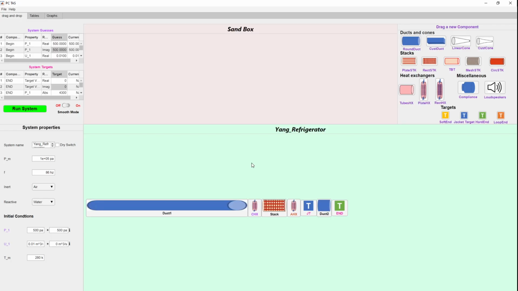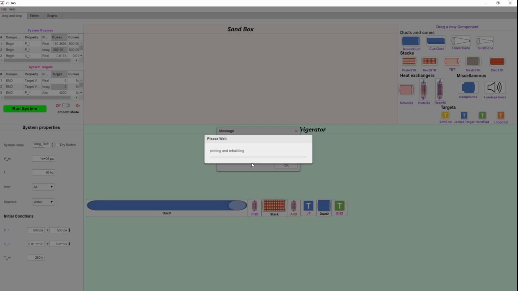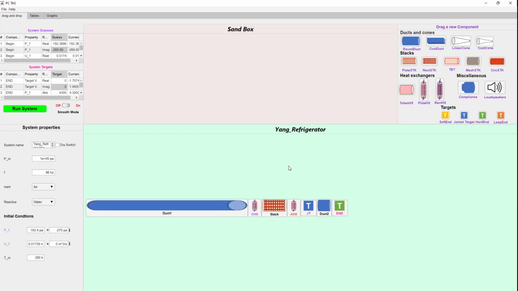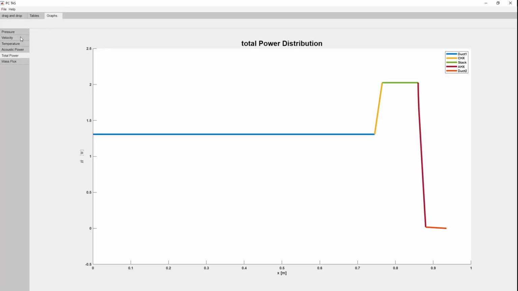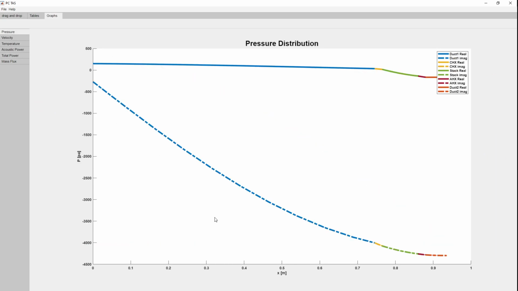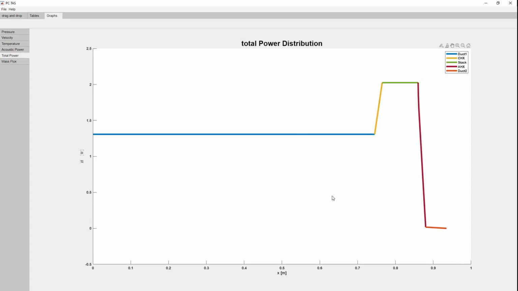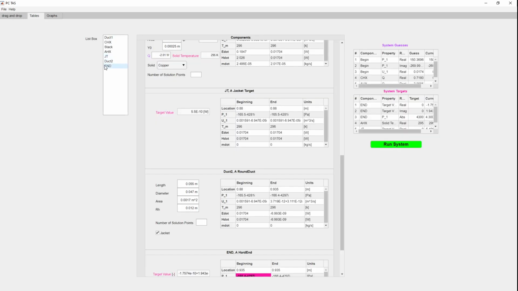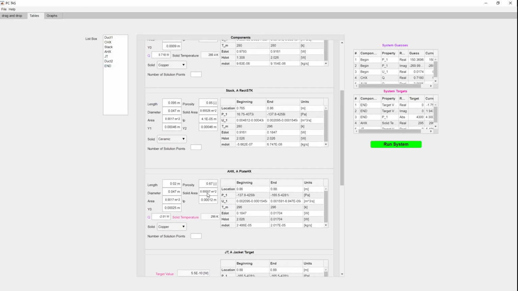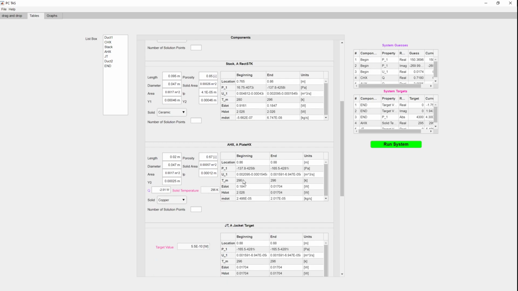In this case, we run the system, and the algorithm converged, and we can now look at the graphs, and we can see the pressure is around 4,000 as we specified. The velocity is 0 at the wall, which is good. The total power no longer has any jumps. And if we look at the solid temperature, it is now 295 at the ambient heat exchanger. So all of that is just fine.